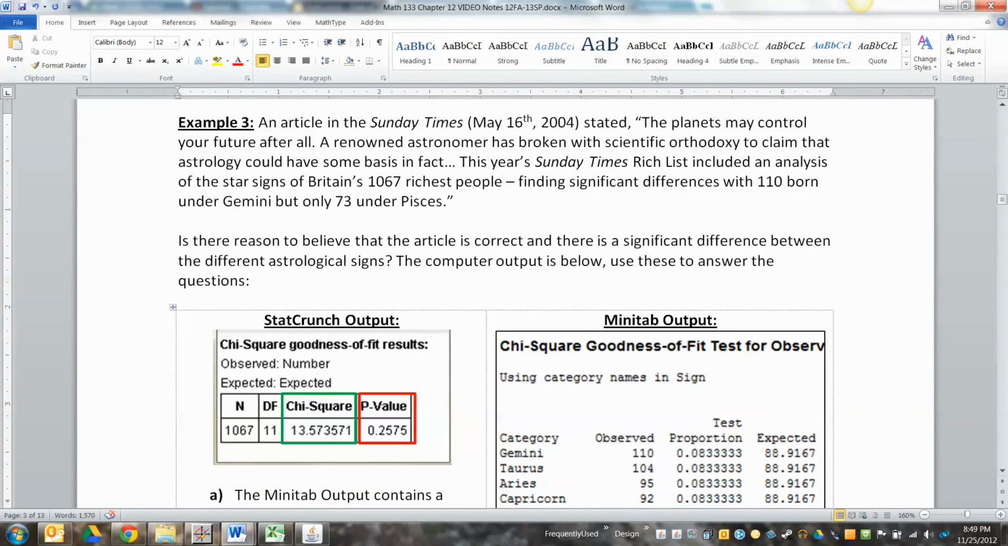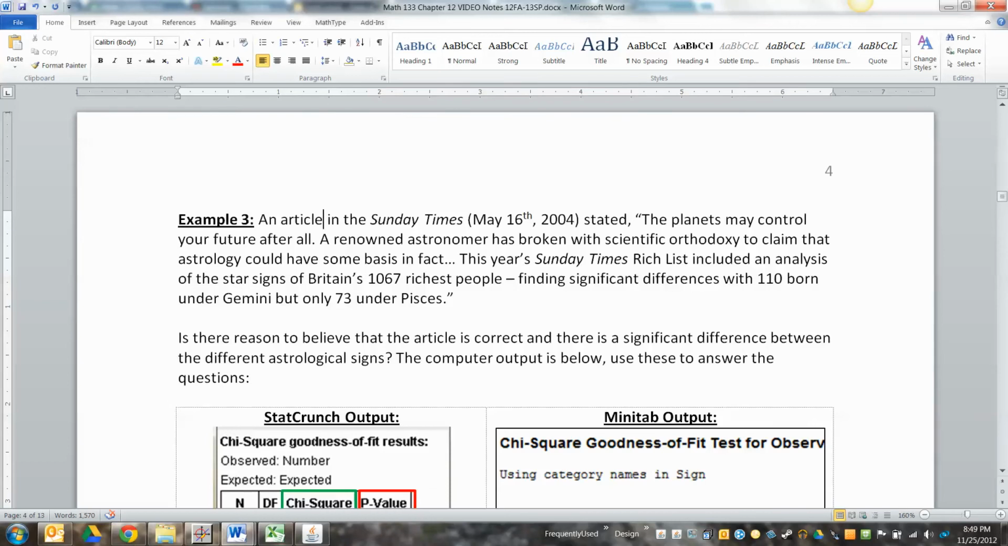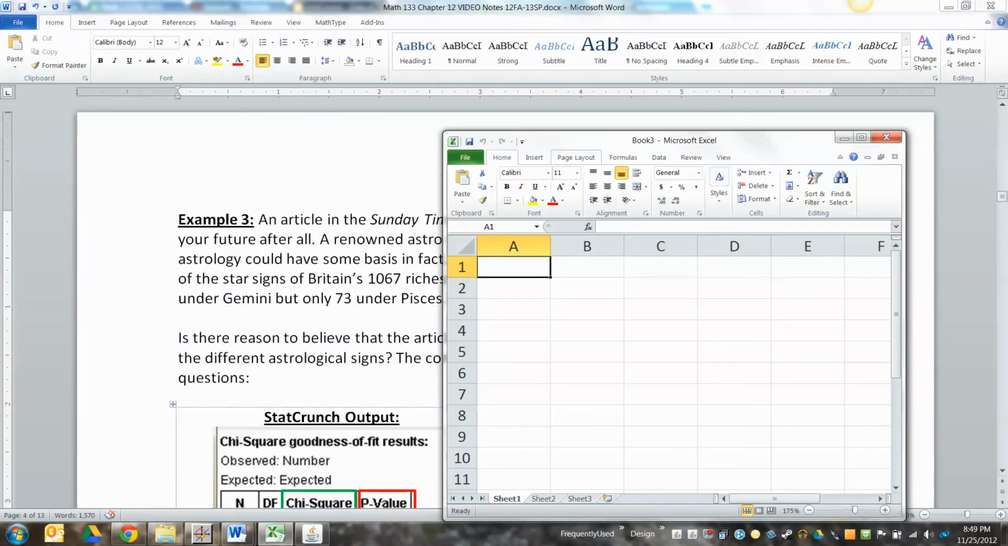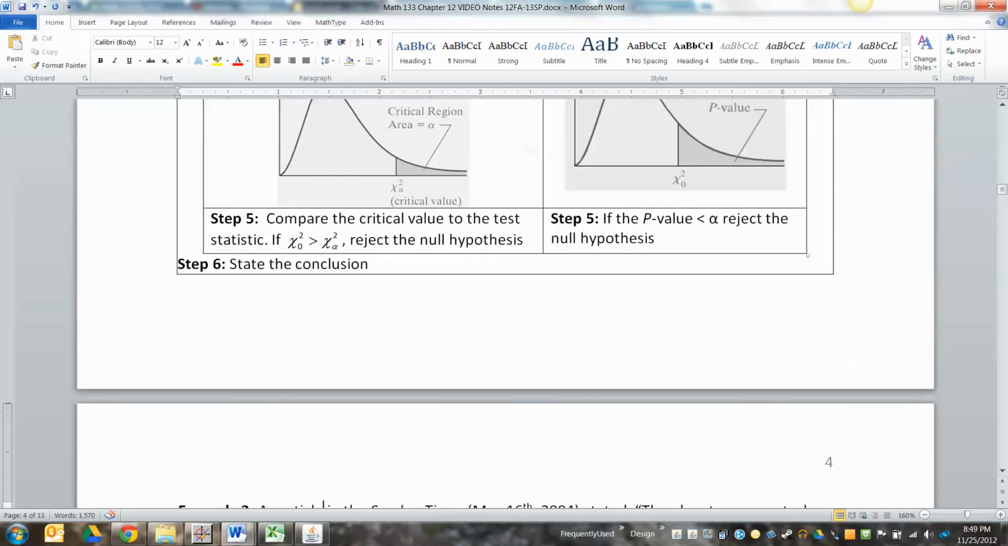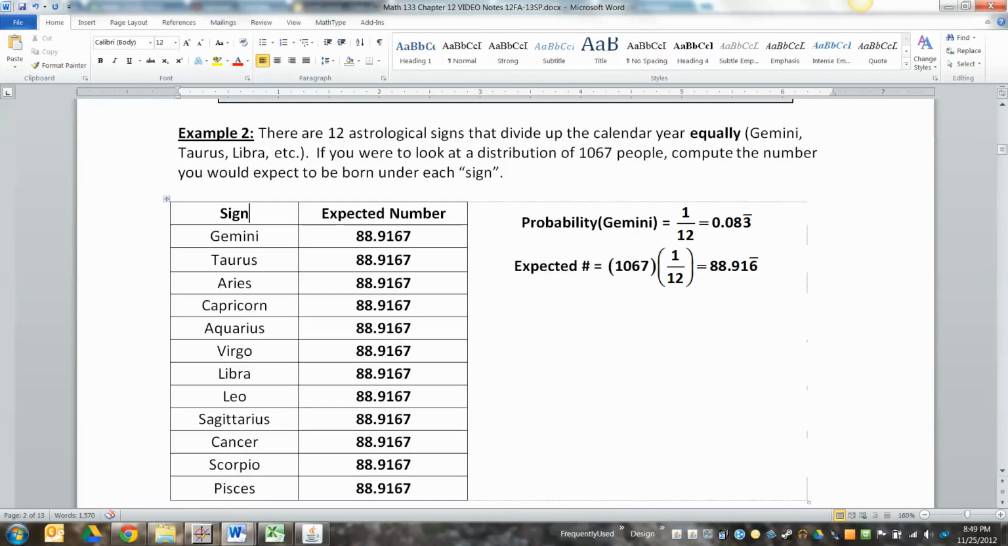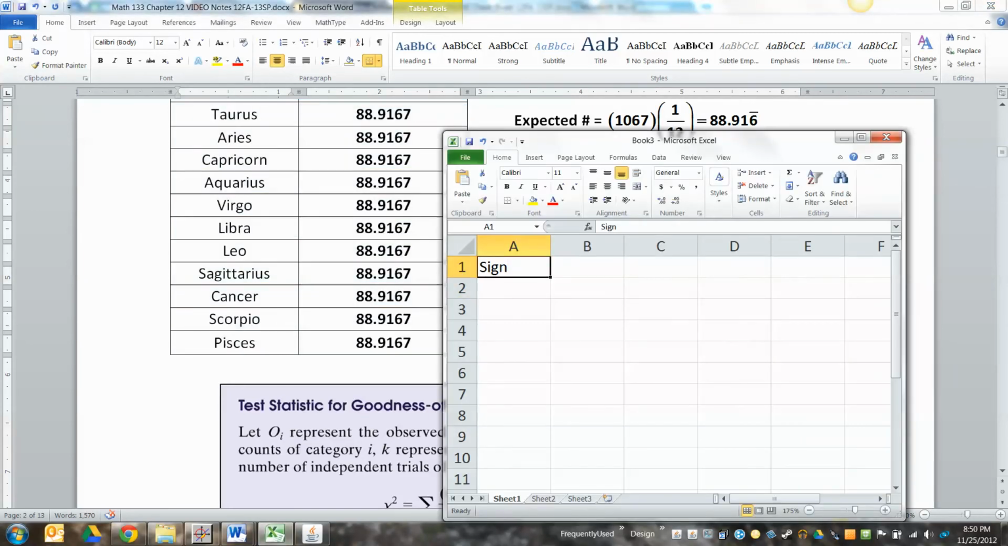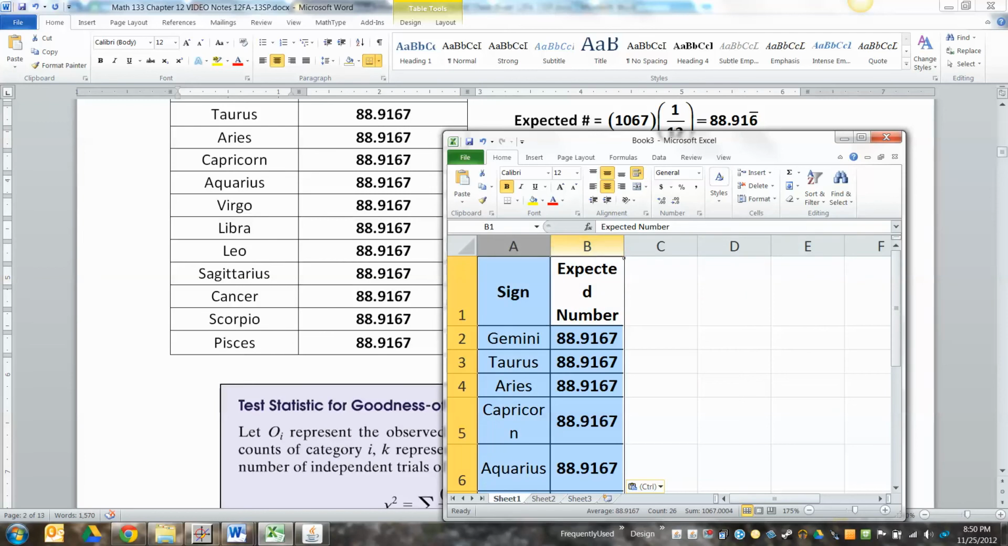All right, so let's look at one that's pre-done for us. As a matter of fact, we're going to do it in Excel. Hold on, let me bring up an Excel spreadsheet. We're going to get our data out of this here. We said the expected. Oh, we better put the sign. Let me copy these in. We need our sign and our expected number. I'm going to give you a hint: we don't even need that, but we'll figure that out in a second. So we've got our astrological sign and our expected number.